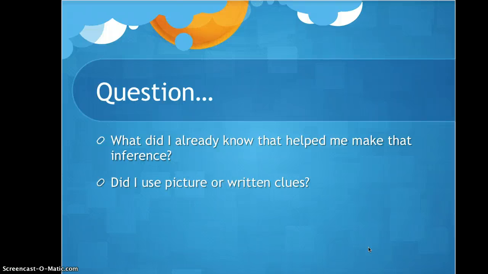Did I use pictures or written clues? And because it was a picture, well, I used a picture. There's nothing else that told me what was going on. I just kind of used that picture to draw my conclusion.